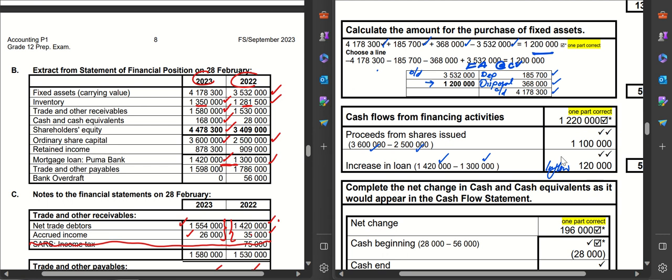Hence you see no brackets. This is also cash inflow. Hence you see no brackets. Inflow, no brackets. Outflow, then you see a bracket.